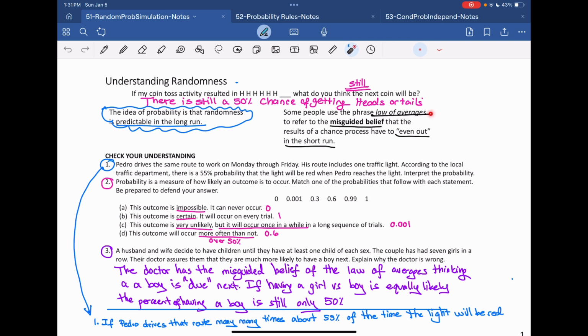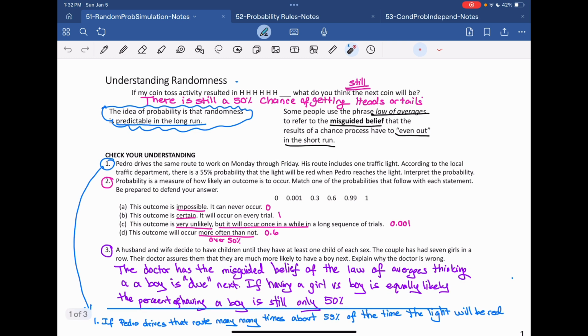What people are erroneously believing in is the law of averages. This is a misguided belief. It doesn't work out that way. You can't be due for something, and I hear this a lot of times from people that don't have mathematical backgrounds. So just know that the probability of heads versus tails is still 50% here. The idea of probability is that randomness is predictable in the long run, but in the short run, it's not so predictable.